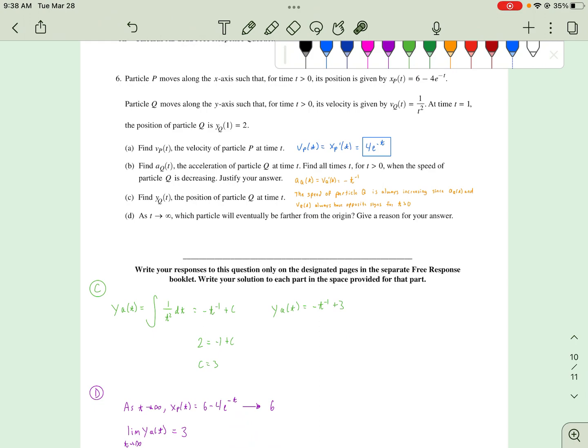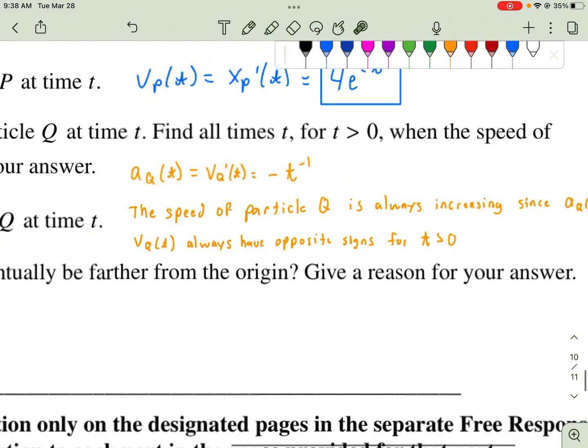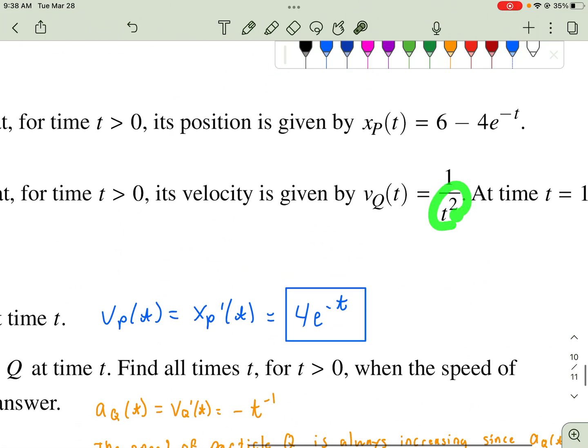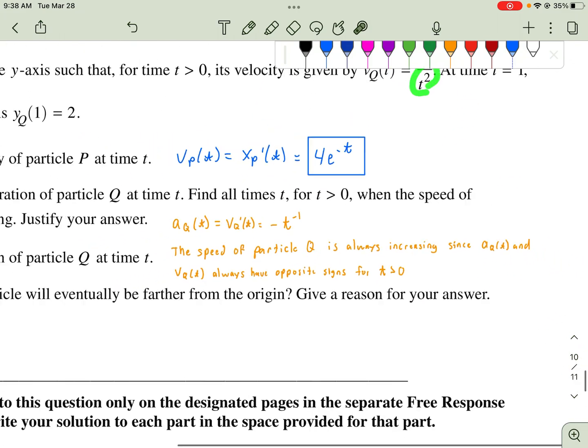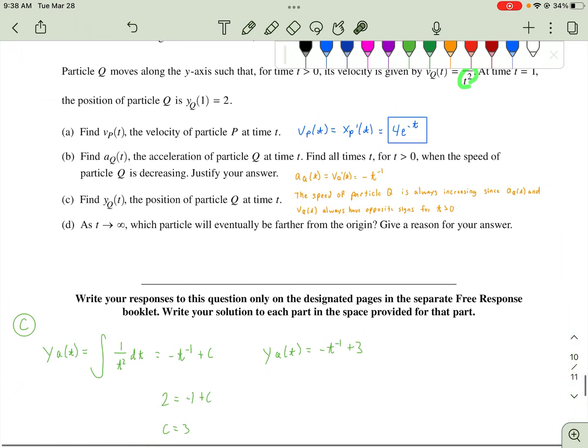Then we need acceleration of particle Q. So acceleration of particle Q is just the derivative of the velocity of particle Q. So that's where that comes from. Remember, this is t to the negative second, and then you just do power rule. Then it's asking us to find all times when the speed of particle Q is decreasing. So you want to know when the speed is decreasing.